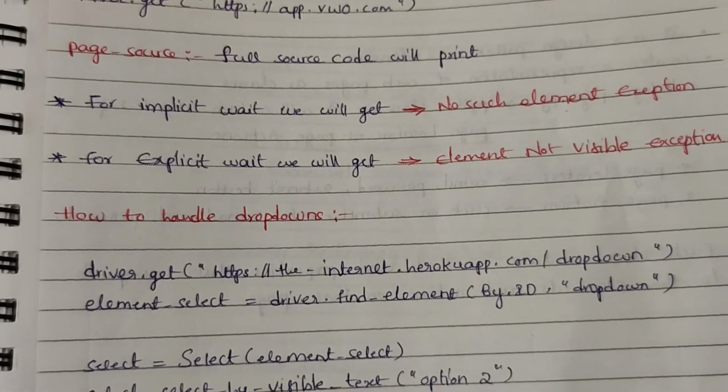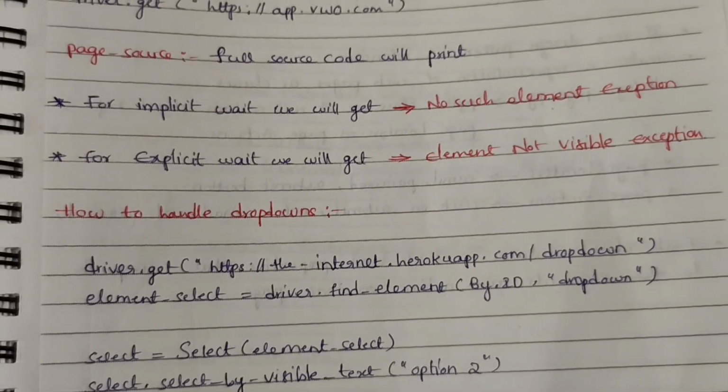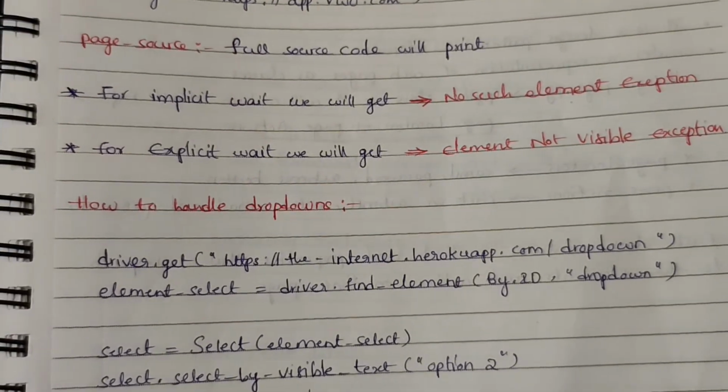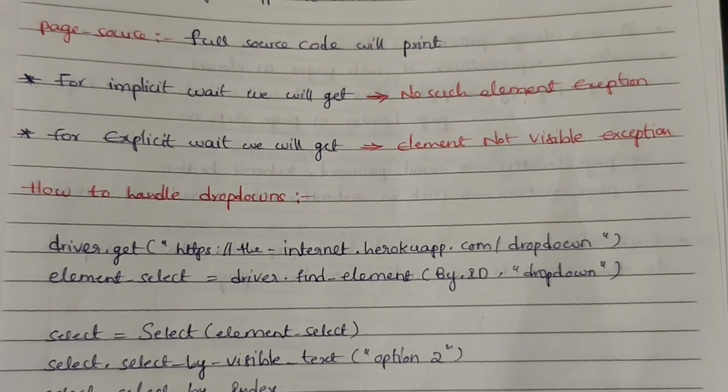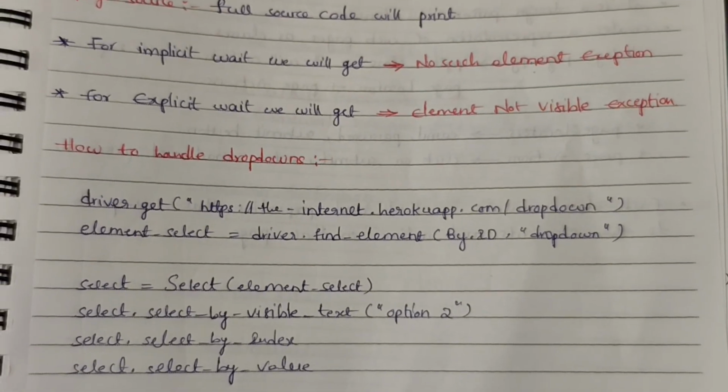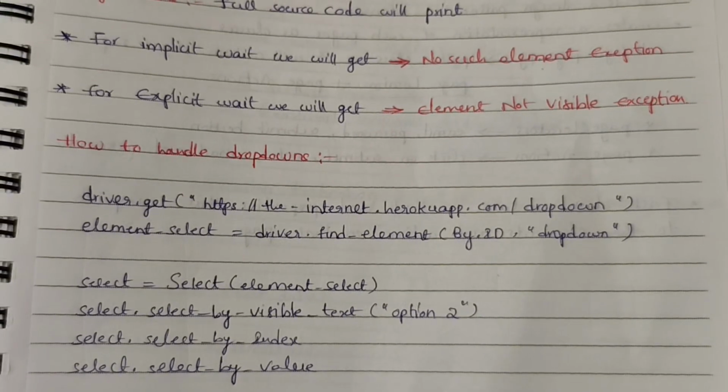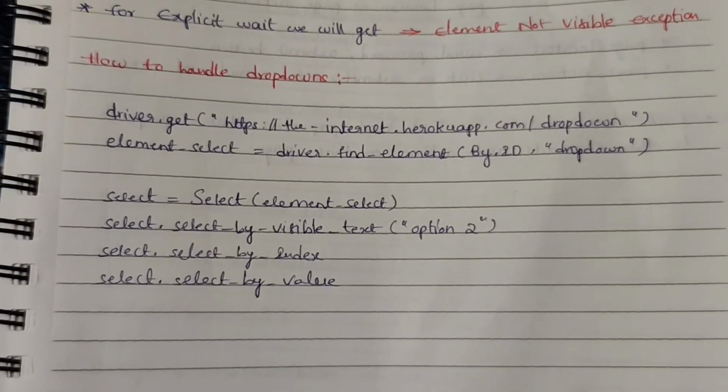For explicit wait we will get element not visible exception. For implicit wait we will get no such element exception. For explicit wait we will get element not visible exception. Next, how to handle dropdowns.